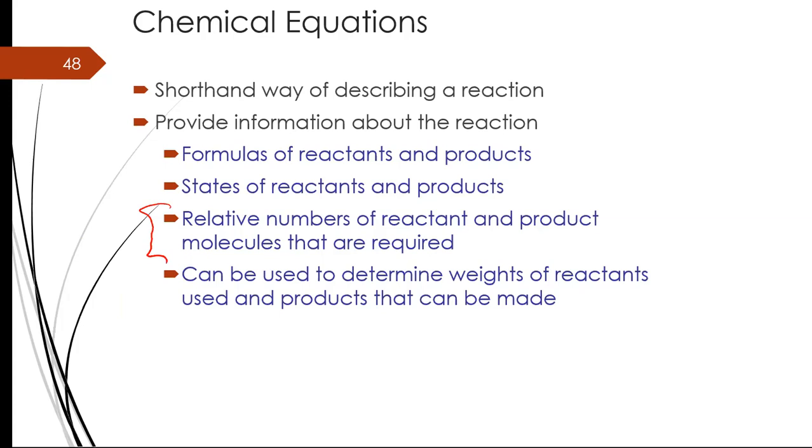And once we have that, our chemical equations are really important in determining the masses and weights of the products that can be made. So, sorry, the reactants that we need and the products that we can make.